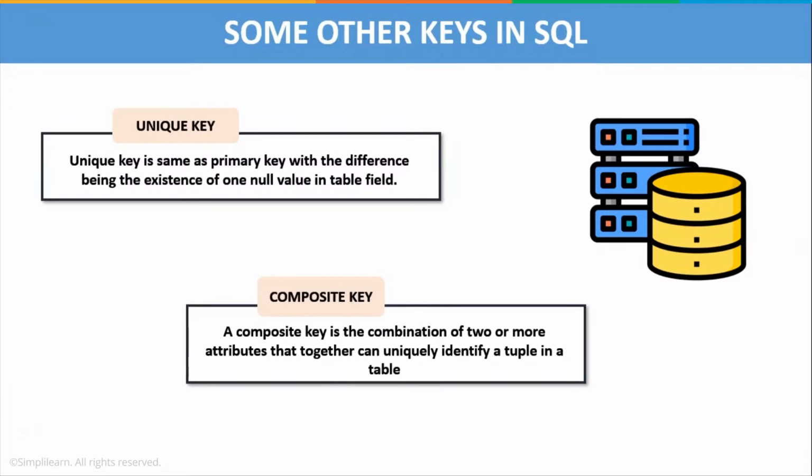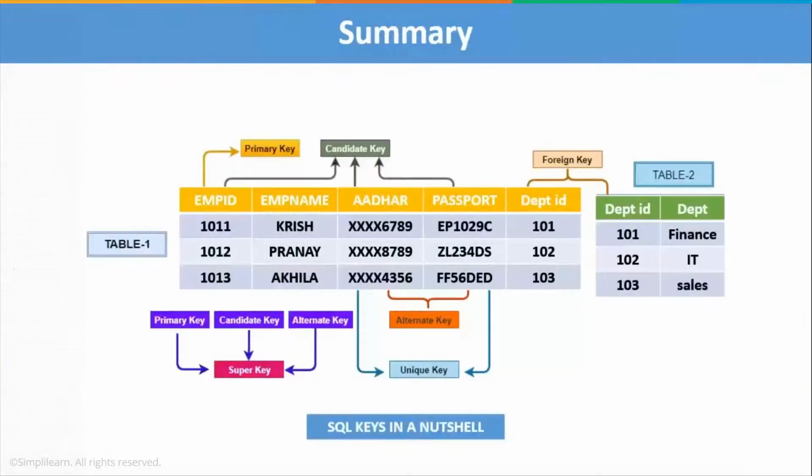Similarly, we have the composite key. A composite key is a combination of two or more attributes that together can uniquely identify a tuple in a table. And that brings us to the end of today's session. That was all about the SQL keys.